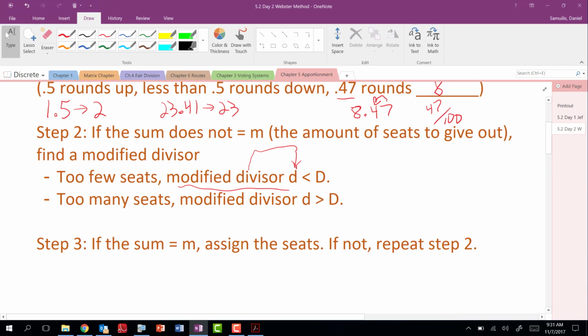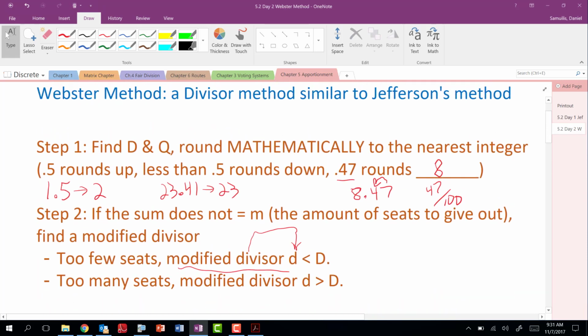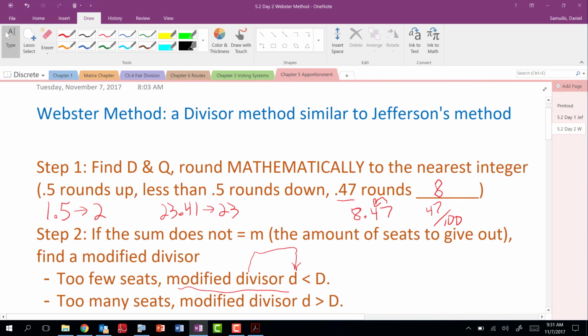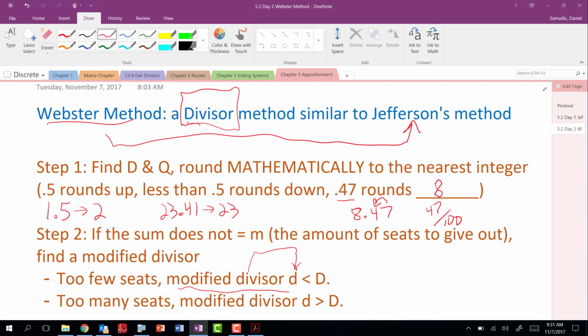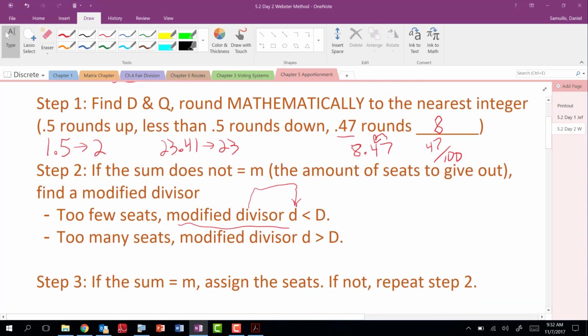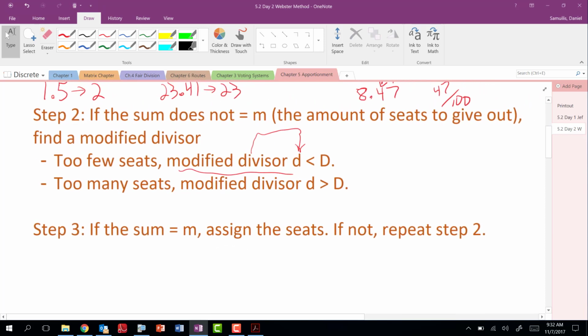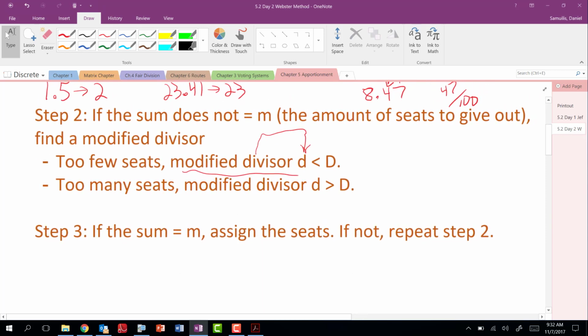All right, so first thing that's different, okay, now let's go back to this. The Webster method is the same as the Jefferson method in that it is a divisor method. So we're going to divide by a divisor. If we don't get the right amount of seats given out, then we have to modify the divisor and divide again. It is nothing like Hamilton and Lowndes. So that's why I mean that this is very similar to Jefferson. The only difference is how we round. That's it. So it's almost the exact same notes as yesterday except the rounding aspect.